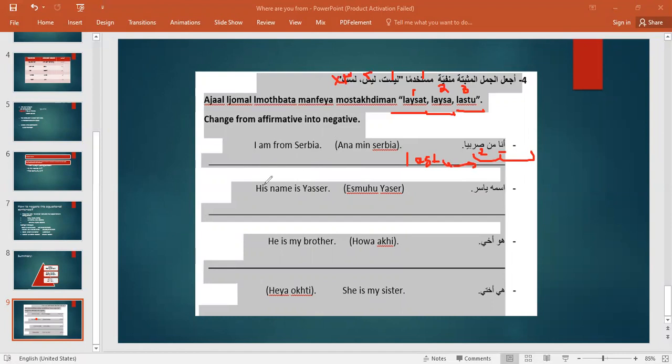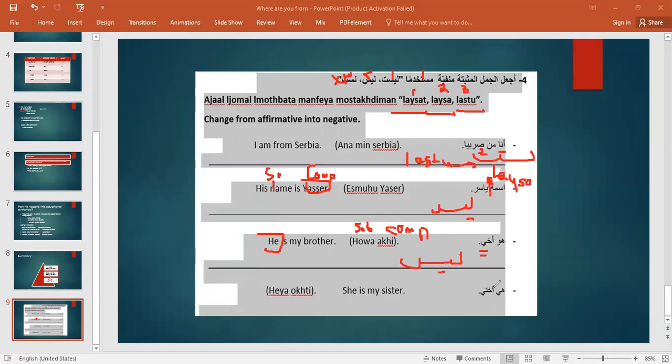His name is Yasser. His is the subject and Yasser is the complement, so اسمه ياسر. How do we negate this sentence? What do we put between the subject and the complement? We put laysa here. Another example: he is my brother. He is هو, which is directly the subject. Brother is أخ, but I'm saying my brother, so هو أخي. Subject, complement. What do you put between them? ليس. Excellent, we put ليس.